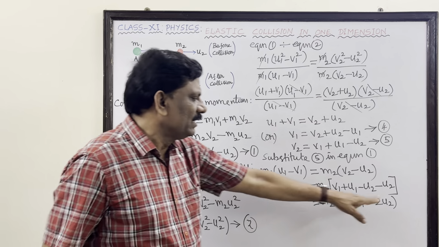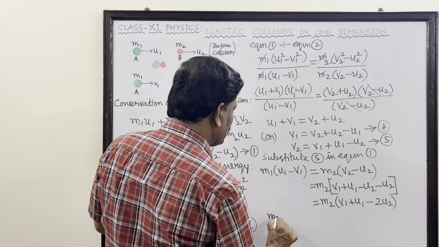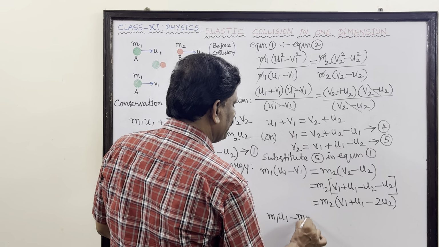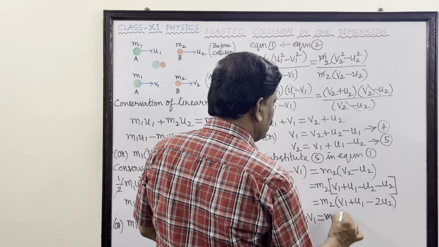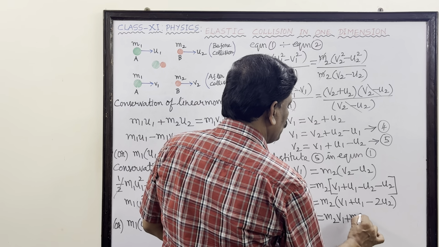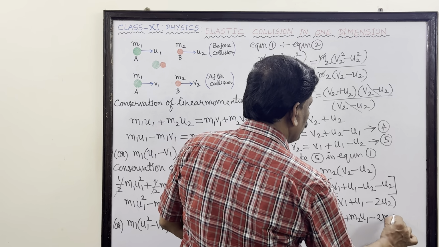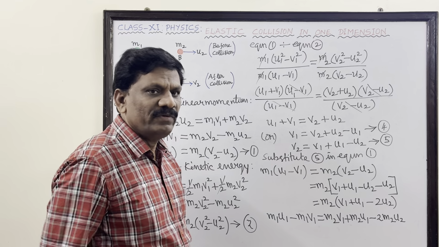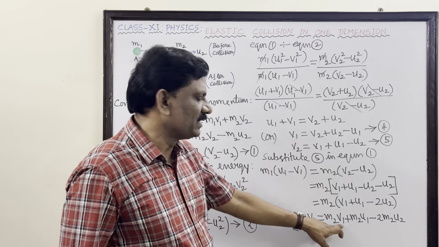Now I will open up the bracket on both sides. The first term is m1 into u1, minus the second term m1 into v1. The right hand side first term is m2 into v1 plus m2 into u1, minus 2 into m2 u2. So now we have substituted for v2. That is why we are getting an expression for v1.